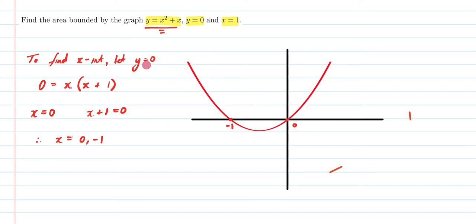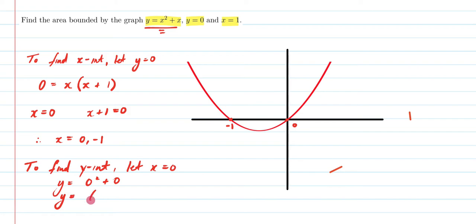Having done that, we now need to draw in our other points. Just so you know, I didn't do it because I didn't have to, but if you wanted to, just for completeness' sake, to find y-int, let x equal 0. This would be kind of redundant because we have already done this. We would be left with y is equal to 0 squared plus 0, so y is equal to 0. So I wasn't skipping that step. I just realized straight away that my y-intercept is just going to be 0.